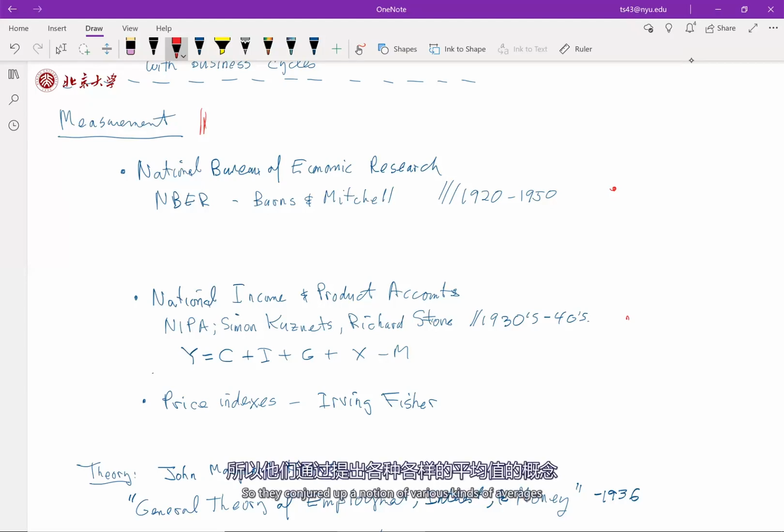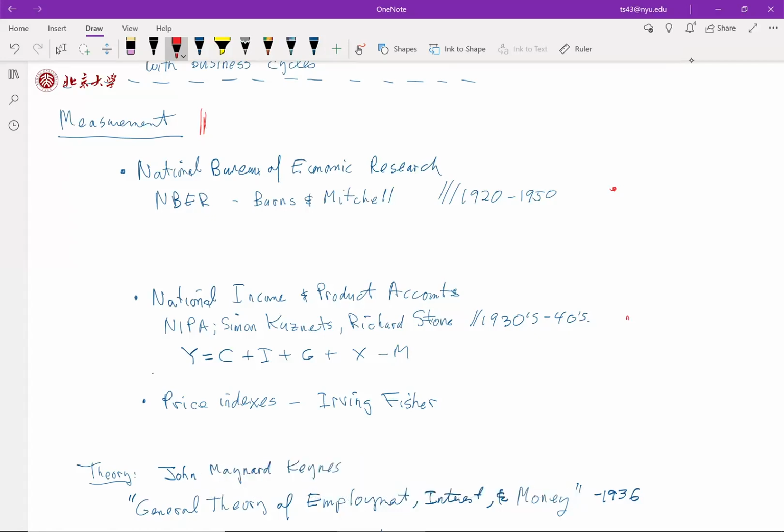So they conjured up a notion of various kinds of averages, and they came up with these National Bureau of Economic Research business cycle dating procedures. And they're the product of some judgment and immense averages across a whole bunch of series. That's what they did. And this activity remains an ongoing procedure on to today. And essentially the way to think of it, Burns and Mitchell were doing machine learning by hand and in their heads. They were looking for patterns.